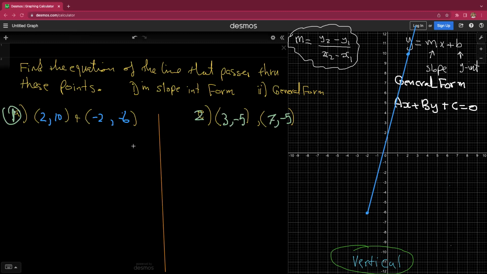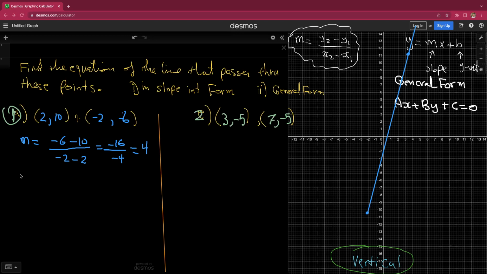So what I want to do, I want to find the slope and the y-intercept. When you graph it, sometimes you could see the y-intercept right away, but they say don't count on that. Always find out what it is using algebra. So here, the first thing I'm going to do is calculate the slope, which is -6 minus 10 over -2 minus 2, which gives me -16 over -4. When divided, I get 4.